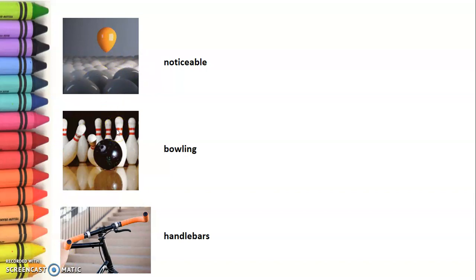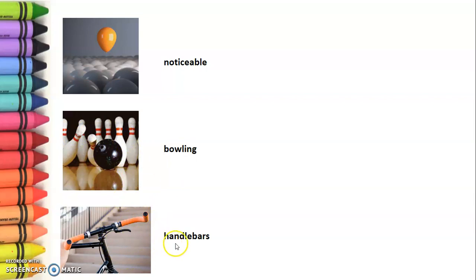Number 11. Bowling. A game played inside in which you roll a heavy ball down a track to try to knock down a group of pins. Look at the picture, please. These white things are the pins.